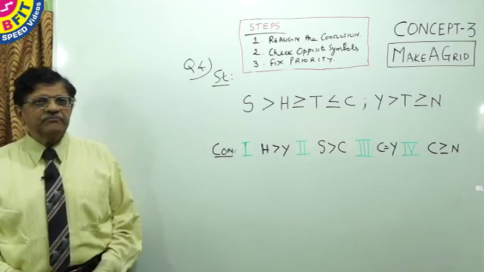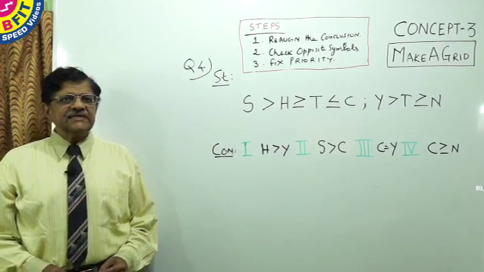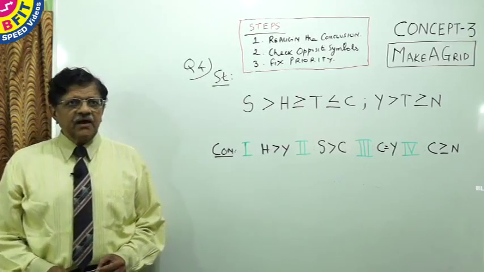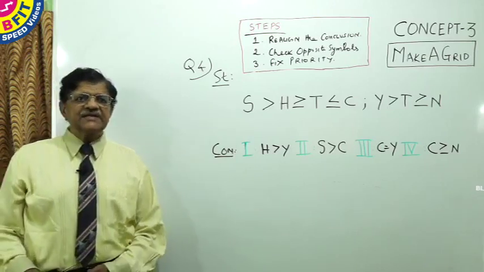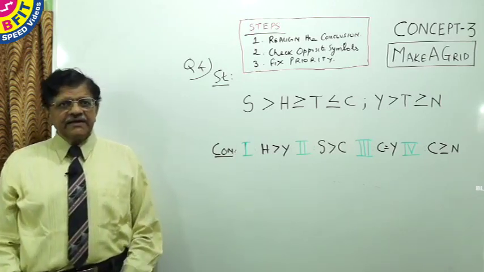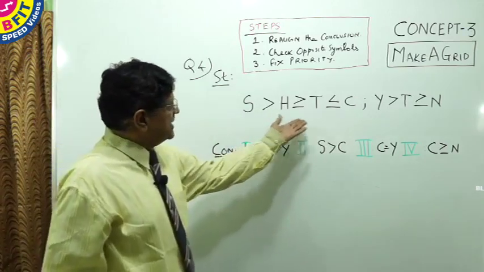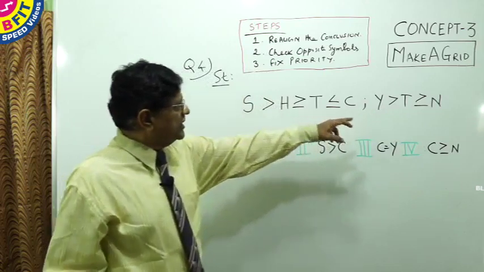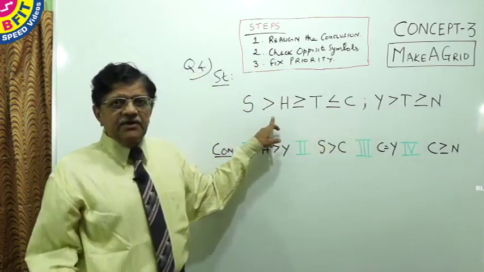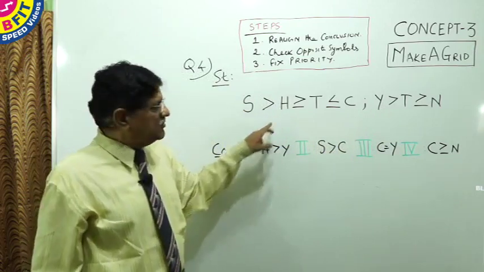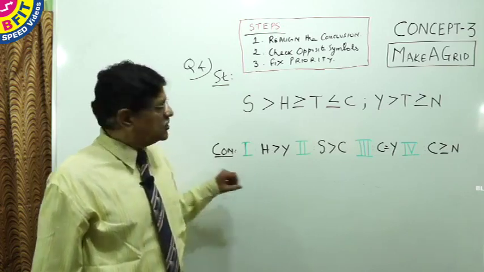Now in this problem, we have been given two statements. S is greater than H, is greater than or equal to T, is less than or equal to C, and another statement is Y is greater than T and T is greater than or equal to N. Now this is one statement, this is another statement. We have to incorporate this second statement into this first statement and make it a grid. Then only we will be able to solve the problem and arrive at the truthfulness or otherwise of the conclusions.